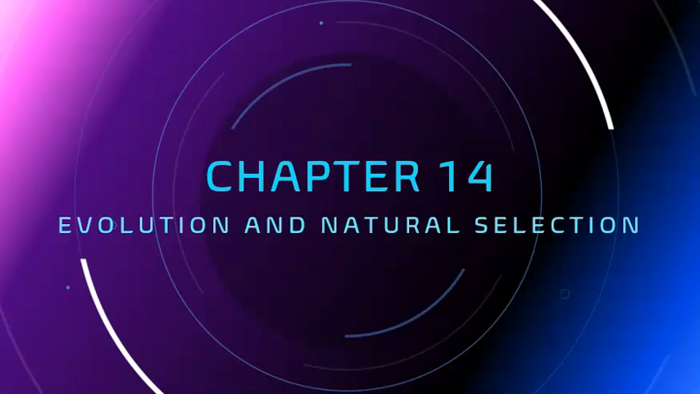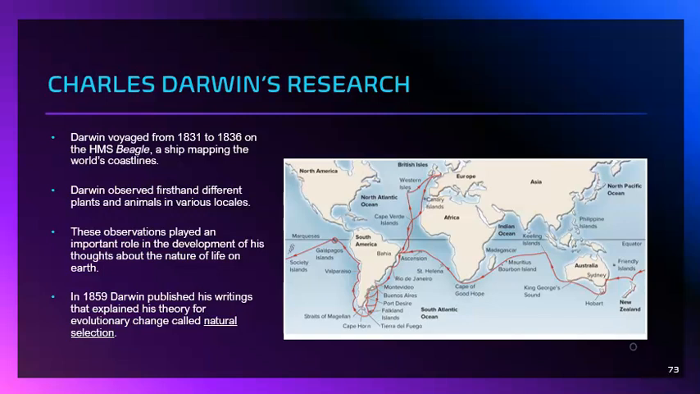In chapter 14, we talked about evolution and natural selection, and we got to discuss Charles Darwin's research. So Darwin voyaged from 1831 to 1836 on this long trip around the world. They spent most of their time around South America and a good portion of it in the Galapagos Islands, which you see right here. Darwin observed firsthand different plants and animals in various locales, and these observations played a very important role in the development of his thoughts about the nature of life on Earth and how everything developed. In 1859, Darwin published his writings that explained his theory for evolutionary change called natural selection.